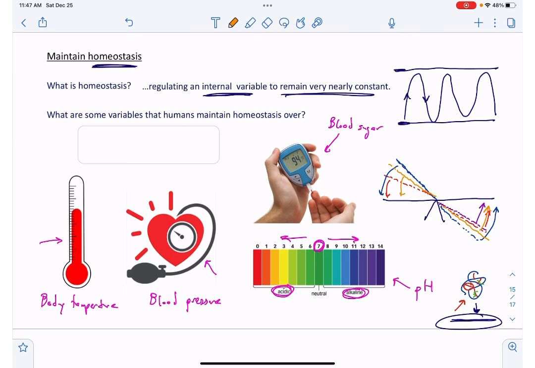And over the next 2 quarters of Anatomy and Physiology, we will talk about all of these and all of the organ systems that are involved in maintaining each of these homeostatic variables.